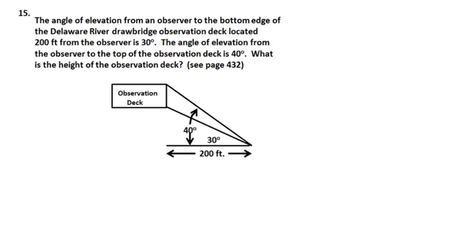The angle of elevation from the observer to the bottom edge of the Delaware River drawbridge observation deck, located 200 feet from the observer, is 30 degrees. The angle of elevation from the observer to the top of the observation deck is 40 degrees. What is the height of the observation deck?